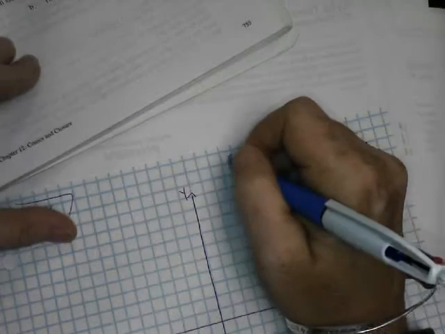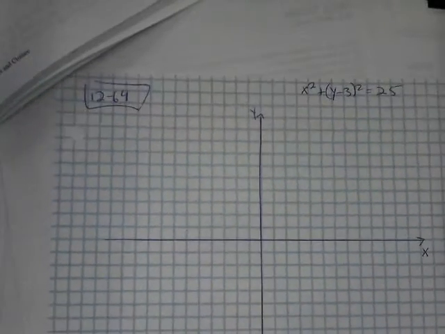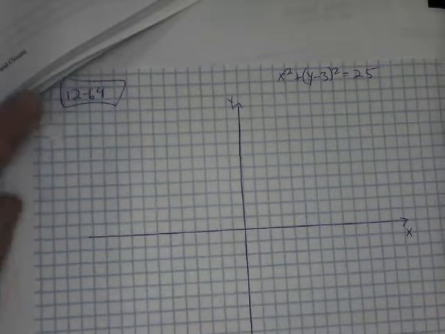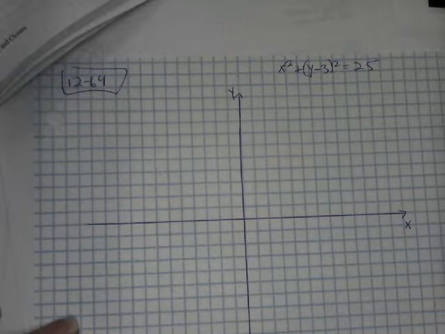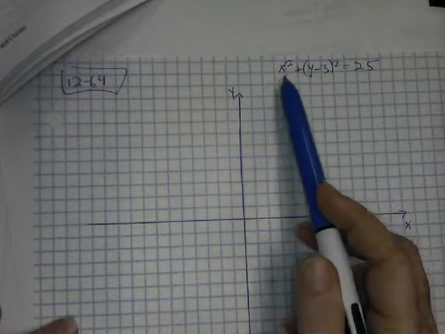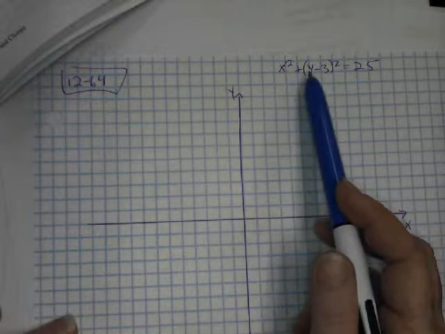Here's 12-64, and this is asking me to get out my graph paper and graph this equation: x squared plus (y minus 3) squared equals 25. So in standard form, we never talked about this in class, but I think this was in your packet. This is standard form for a circle, so if you guessed it was a circle, you're right.